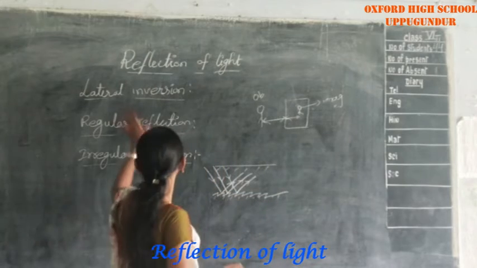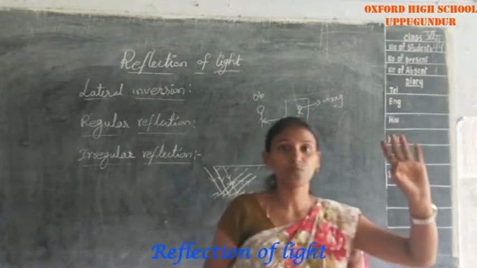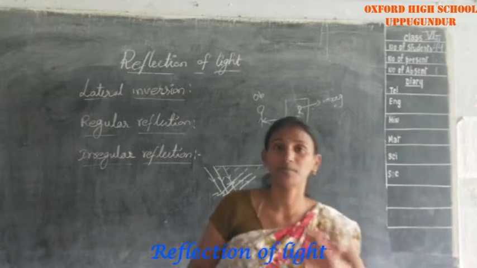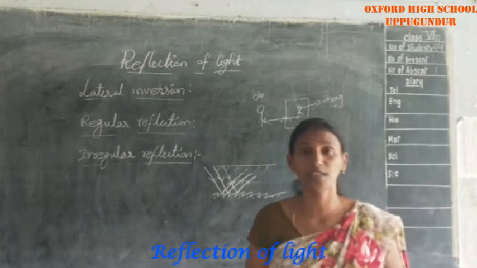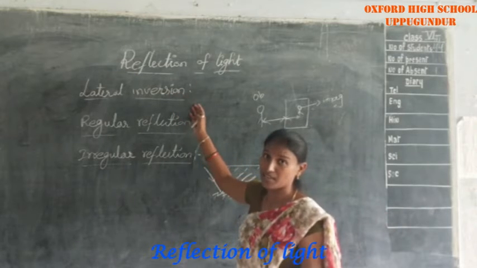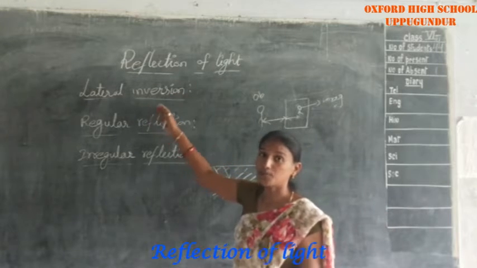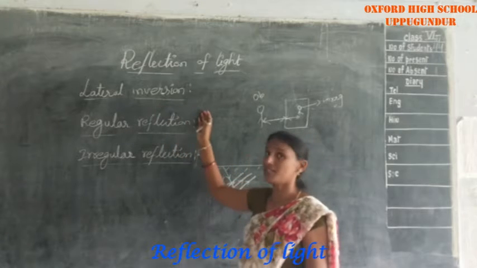So this is lateral inversion. It means that the image of the object is formed by the mirror. The left of the object appears as right, and the right of the object appears as left. Okay, so that is called lateral inversion.